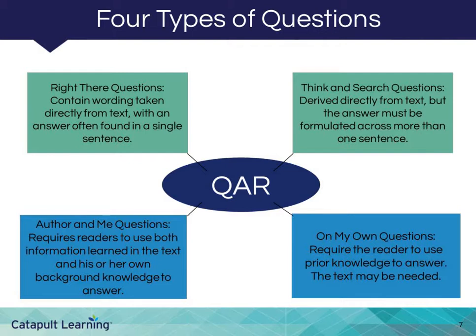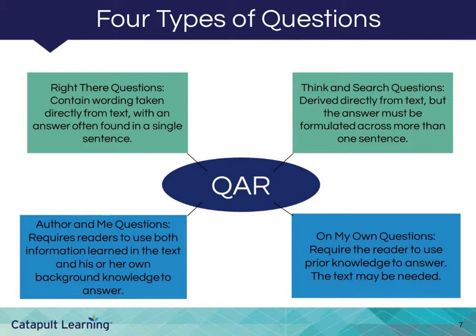Right there questions contain wording directly from the text, with an answer often found in a single sentence. Think and search questions are derived directly from the text, but the answer must be formulated across more than one sentence. Right there and think and search are contrasted to convey the difference between successfully answering a question by simply going to one place in a text and finding all necessary information and looking across a text or set of texts to answer the question.